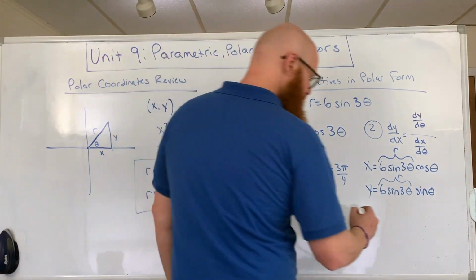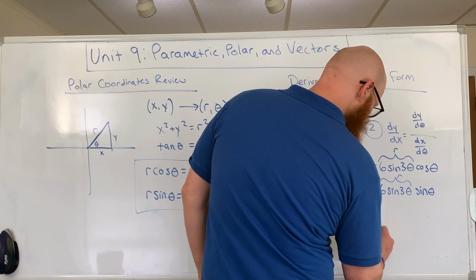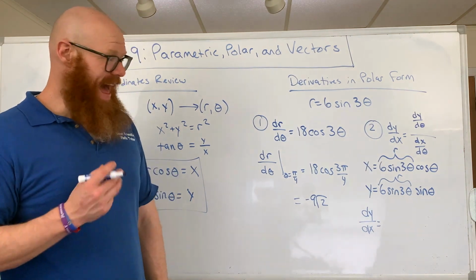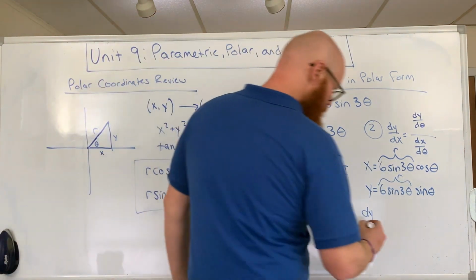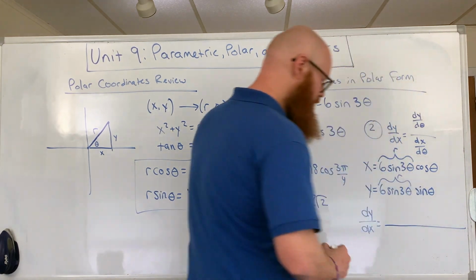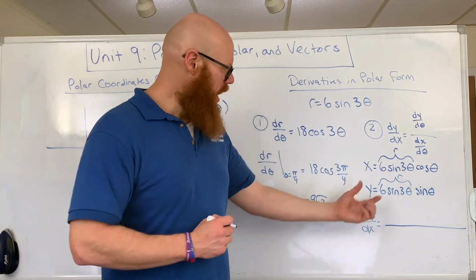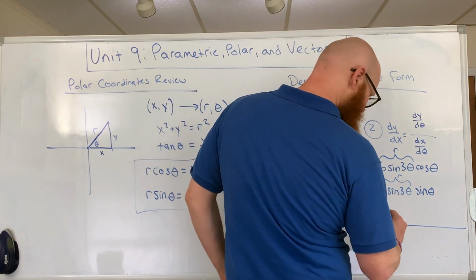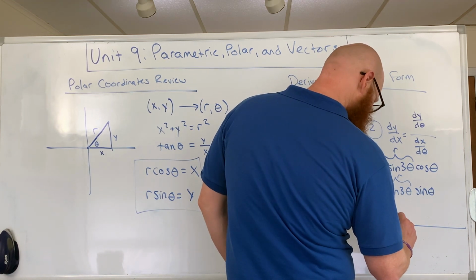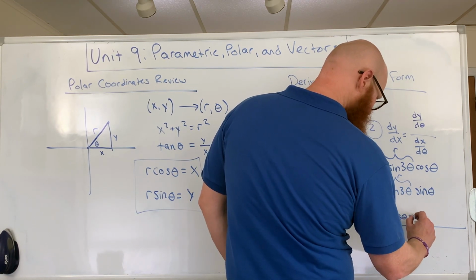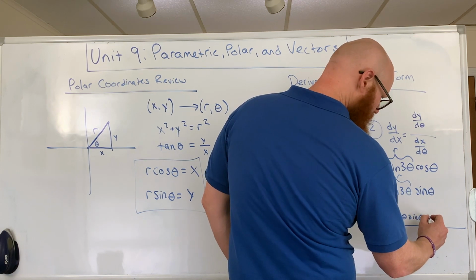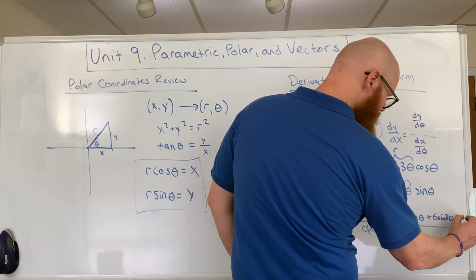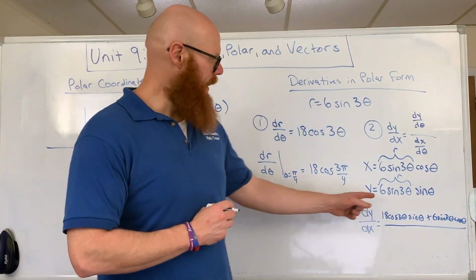And if we want to find dy dx now, which is the slope of the tangent line, or at least an equation for the slope of the tangent line at a given theta, we are just going to find these two derivatives. So we're going to do dy d theta first. Here we're going to use the product rule. So the derivative of 6 sine 3 theta is 18 cosine 3 theta times sine theta plus 6 sine 3 theta times cosine theta. So I used a little product rule there. That gives me the derivative of this.